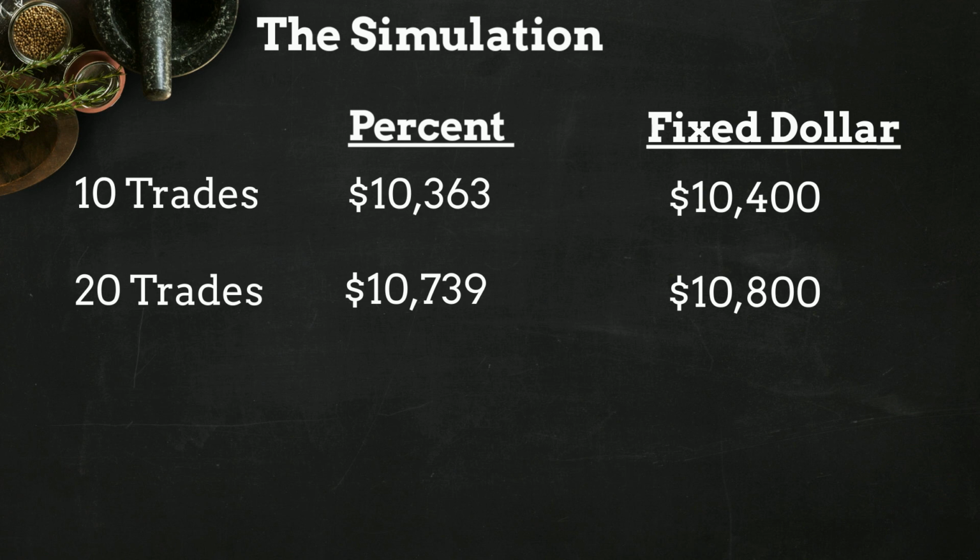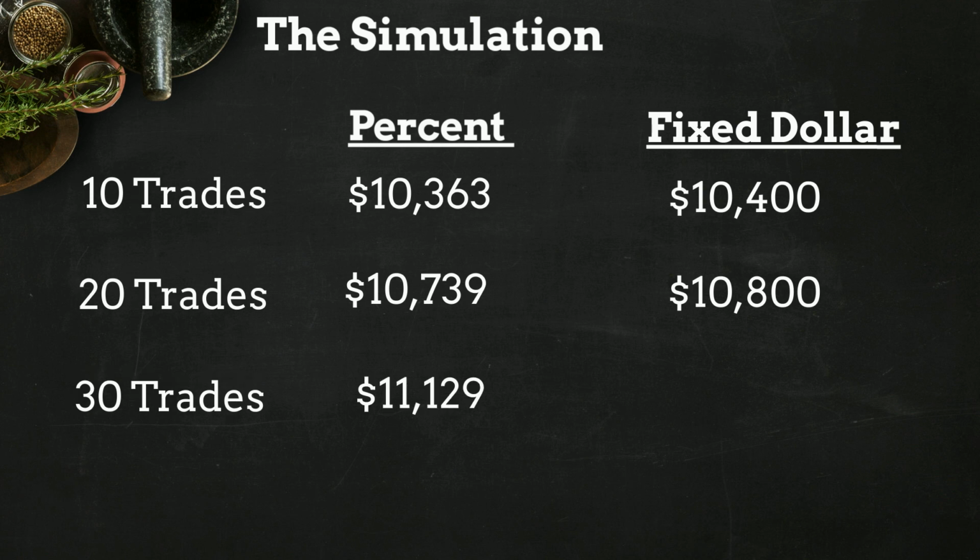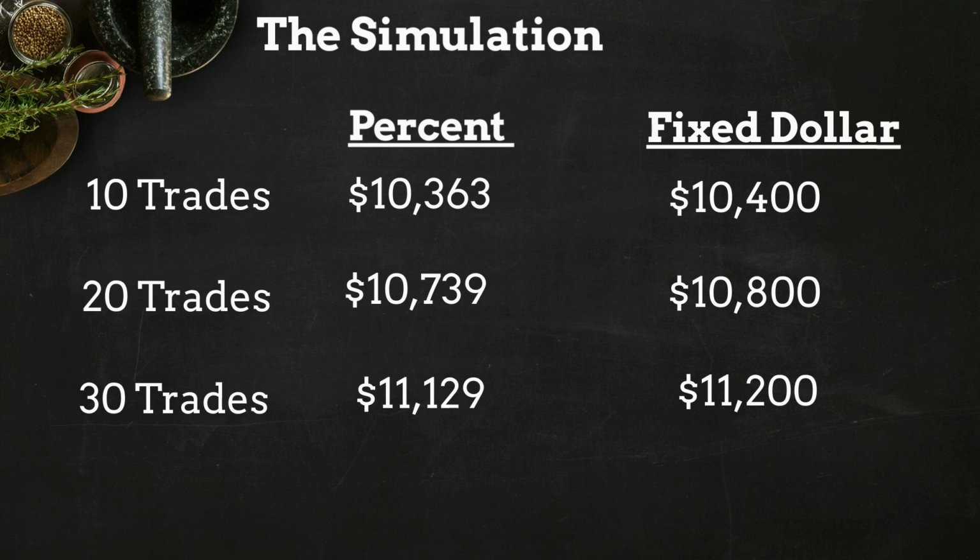And I didn't want to end it here. I wanted to end it up to another 10 trades. So after another 10 trades, after the 30th trade for each of these traders, this is what happened. In the percent risk model, the capital is now at $11,129, and in the fixed dollar method, the capital is now at $11,200, and the net effect being that the fixed dollar method is now ahead by $71 ahead of the percent risk model. So I hope this simple illustration has helped to give you an idea of how powerful the fixed dollar model is over the percent risk model.